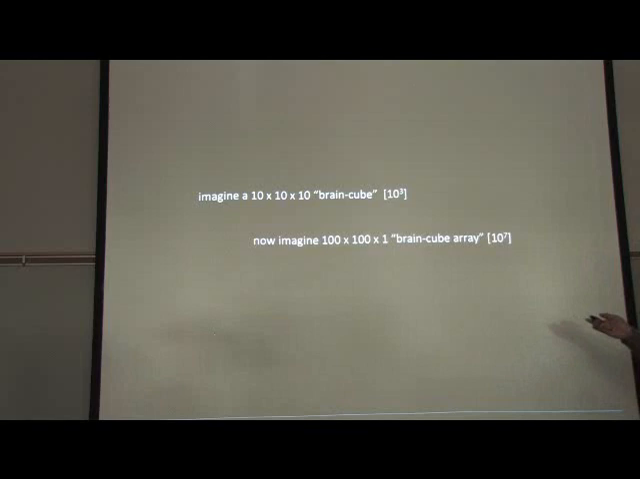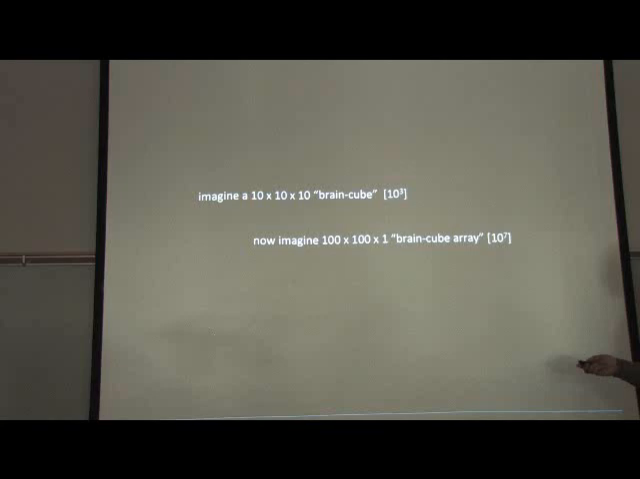So now imagine a 100 by 100 by 1 of those brain cubes. That's a small element, let's say. That's about 10 to the 7 neurons, 10 million neurons. What people are starting to see in their simulations is that if you don't have about this level of population density, about a million to 10 million neurons in your simulation, you really can't get the emergent behavior that you expect from a neural network. So this network has to be massively interconnected, reconfigurable, and large enough to be able to do the things that the neural system is potentially doing.